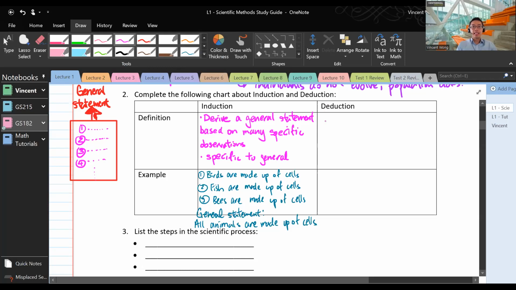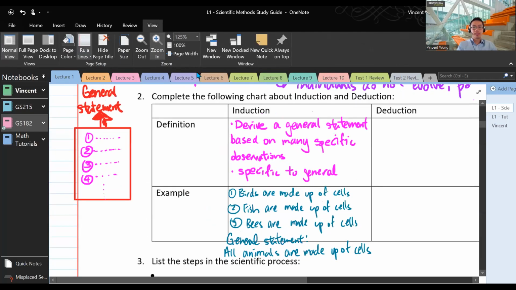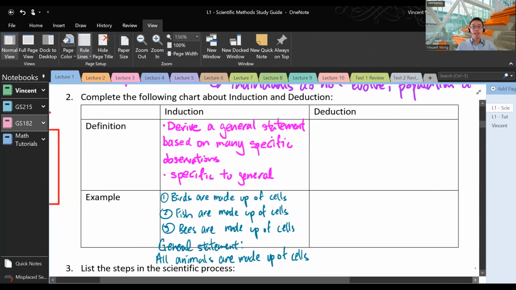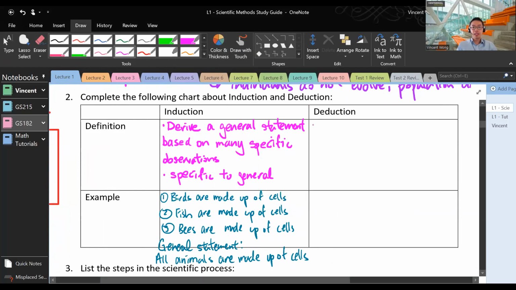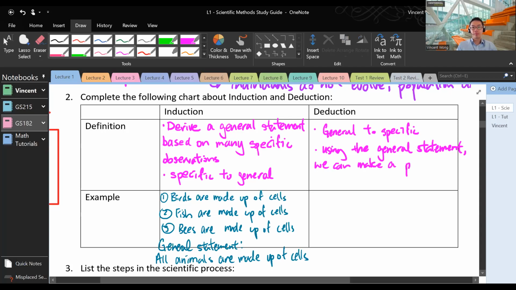Now, deduction is the opposite. Deduction goes from a generalized statement to a specific example. So general to specific. Using the general statement, we can make a prediction.